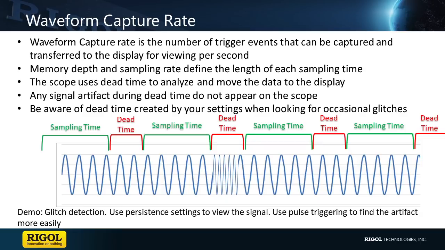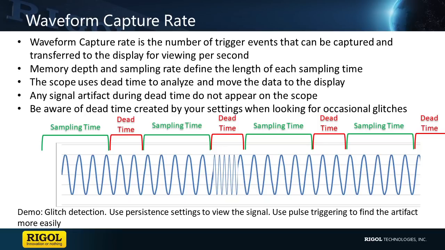But no matter how it's doing that, the reality is there's always some dead time where it's not actively sampling and it's working on processing or moving data to the screen or doing some other work where it's not live on the signal, or on an individual pulse or a different event that's happening, a glitch.